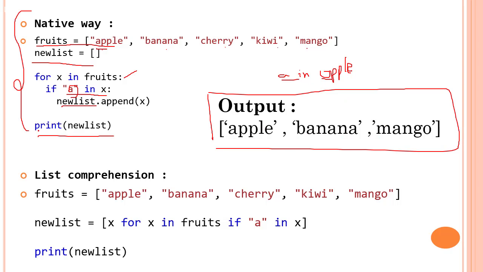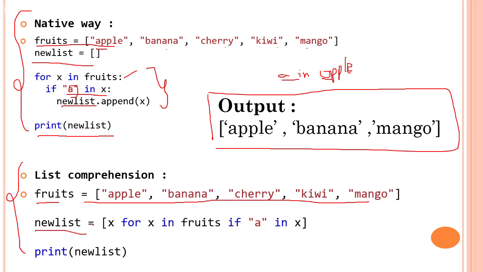Now, if we want to do this using a list comprehension, we can do all of this in a single line. What we are doing in these 3 lines can be converted into one single line using list comprehensions. Again, let's check out this list comprehension method. We have fruits, the same list that we had in the native way. Now we are creating a new list. New list is equal to x for x in fruits. So this is the syntax. For x in fruits is for iterating inside the list, and in the same line I am writing if A in x.